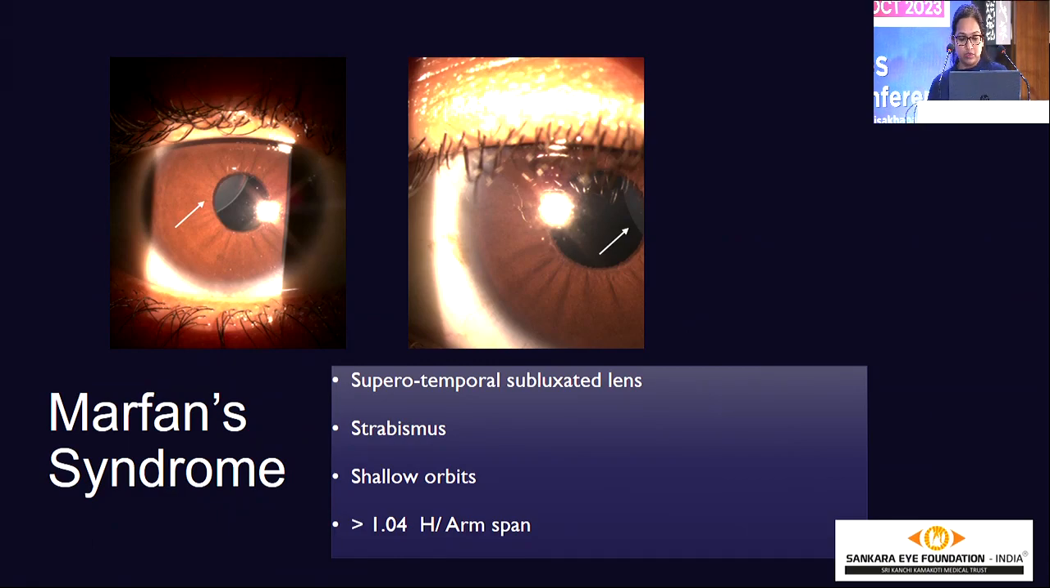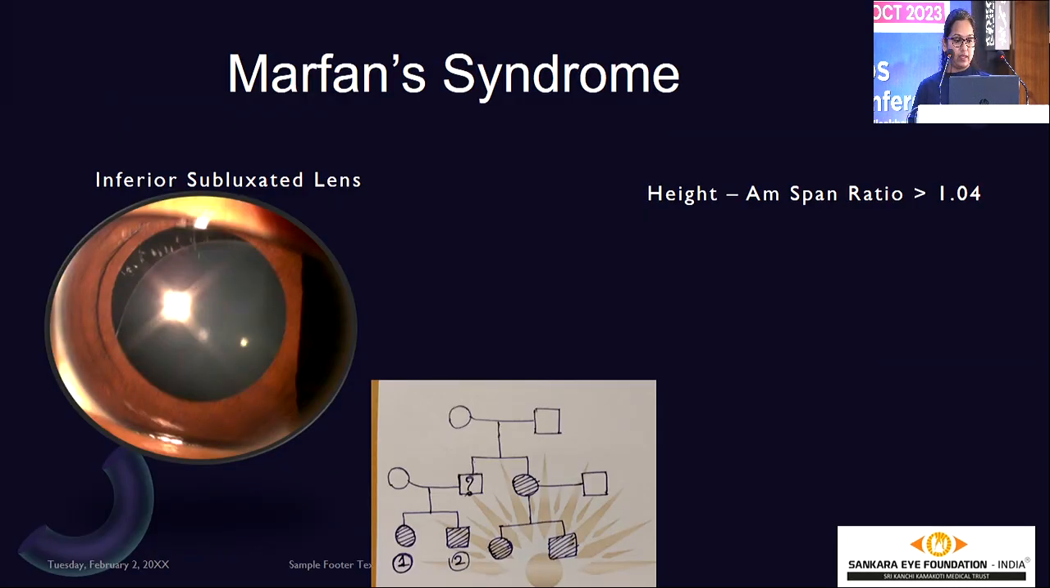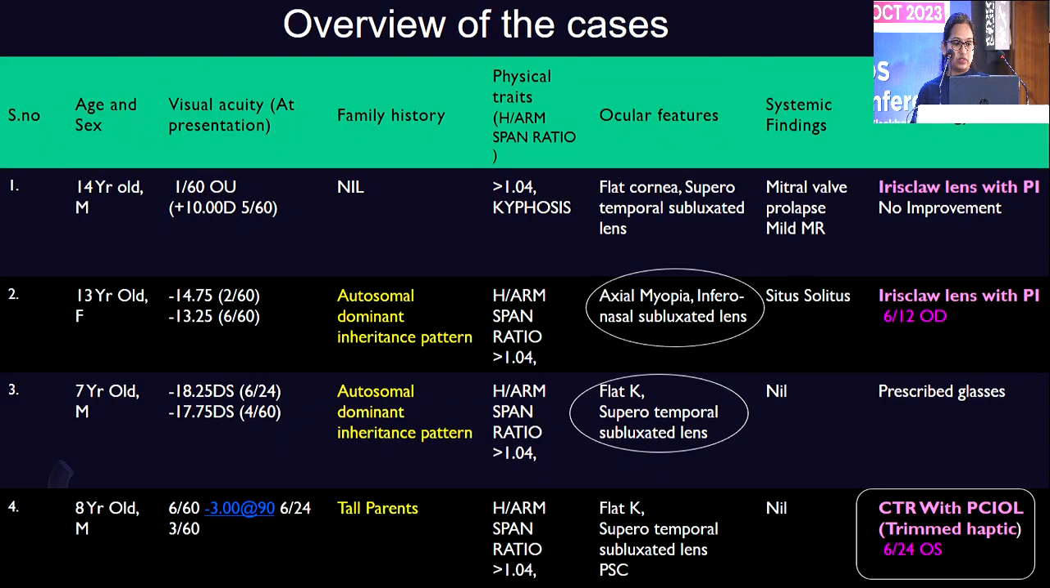And now to come to the presentation of tall children with subluxated lens. Most of the patients had similar features like superotemporal subluxated lens, strabismus, some presented with shallow orbits, and all of them had arm span ratio more than 1.04. So this is a case where we saw inferior subluxated lens and with a pedigree of this kind. The child had a sibling with similar features, and also cousins and a paternal aunt with similar features who underwent surgery, and all of them had arm span ratio of more than 1.04.